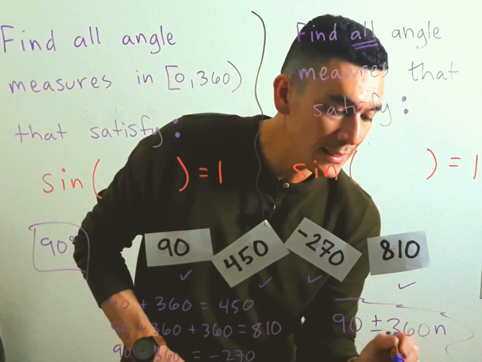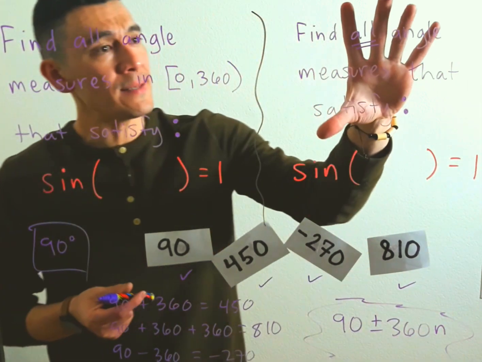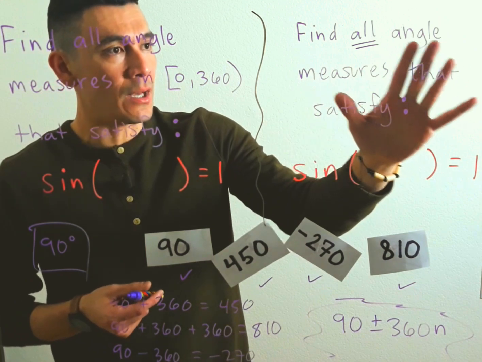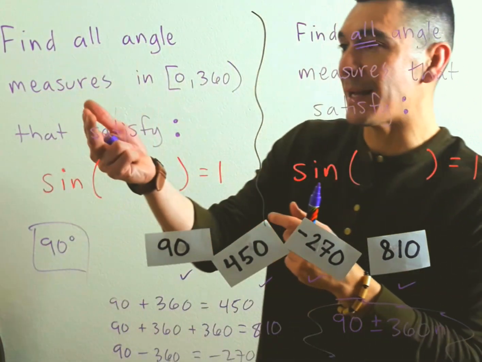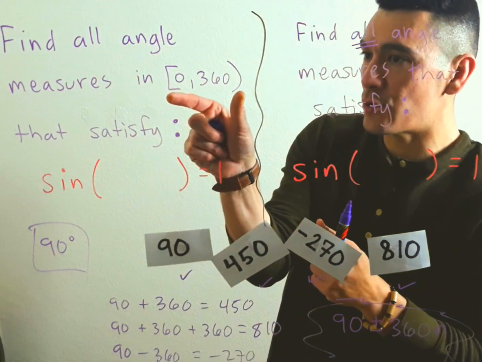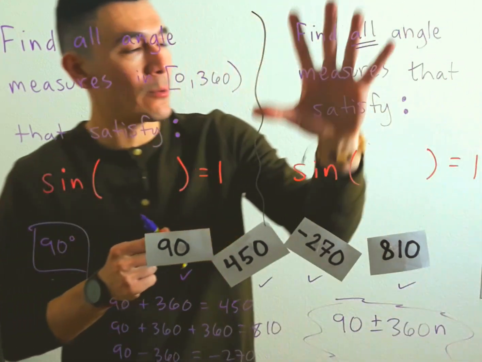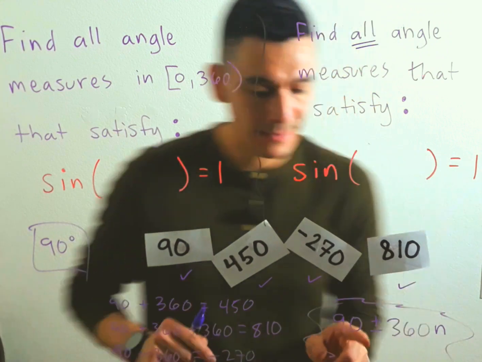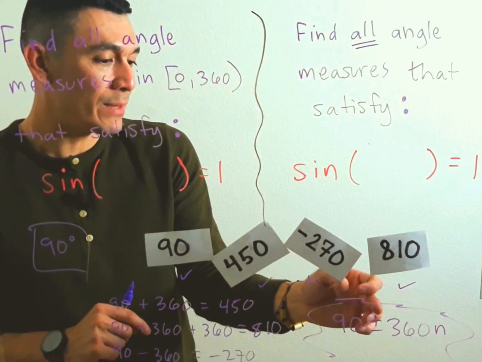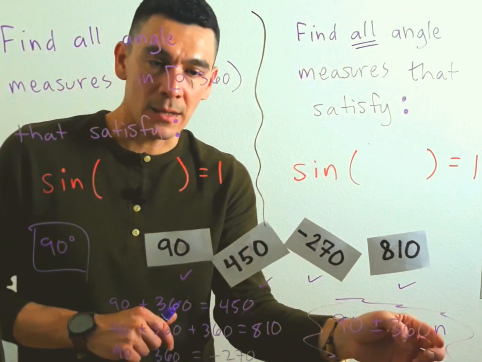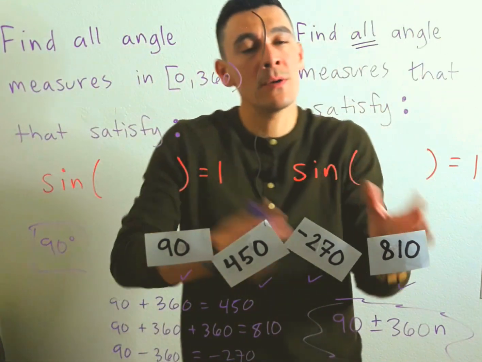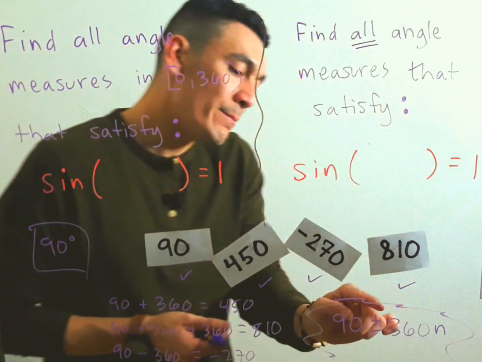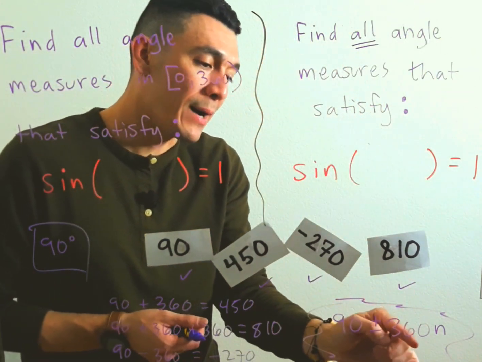So that is the key difference between a problem like this, which has no restriction on your angle, and a problem like this, which does have a restriction. So the one that has no restriction, it's pretty much the same answer as before, 90, but this would have plus or minus 360n. If the whole problem were in terms of radians, it would have been plus or minus 2 pi n.